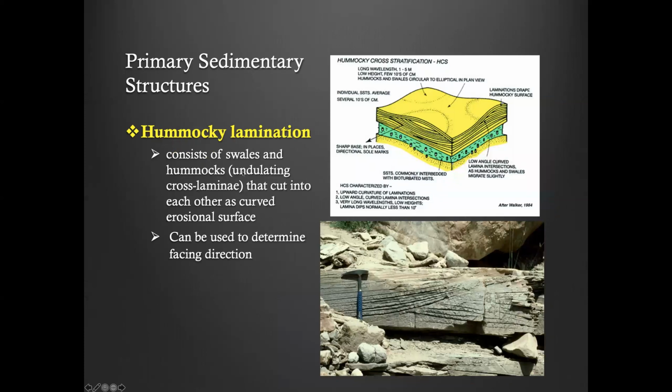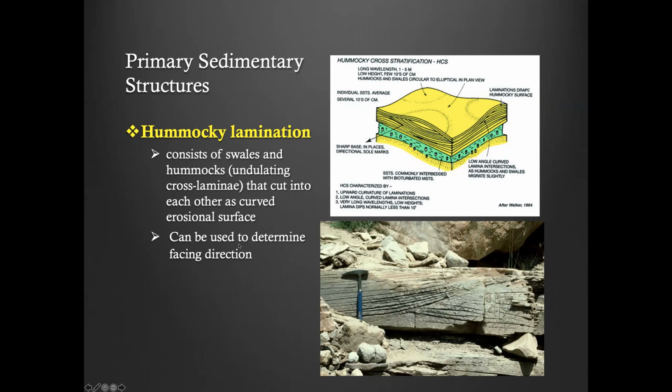So it consists of what are called swales, the low areas, and hummocks, which are the lumpy parts that stick up over top. So there's a swale down here coming up to a lump up here, or hummocky. It's undulating cross laminae that cut into each other as curved erosional surfaces.